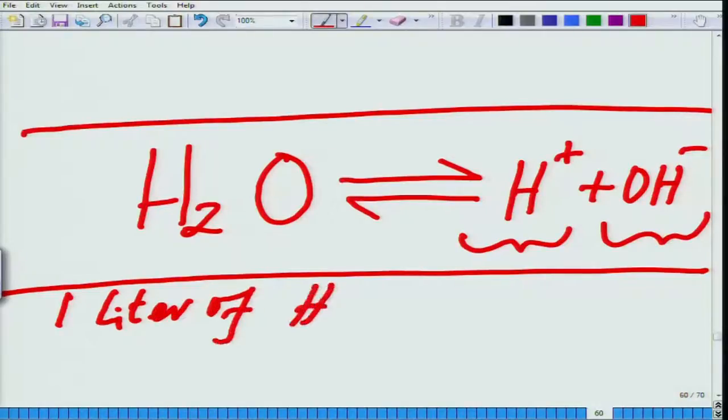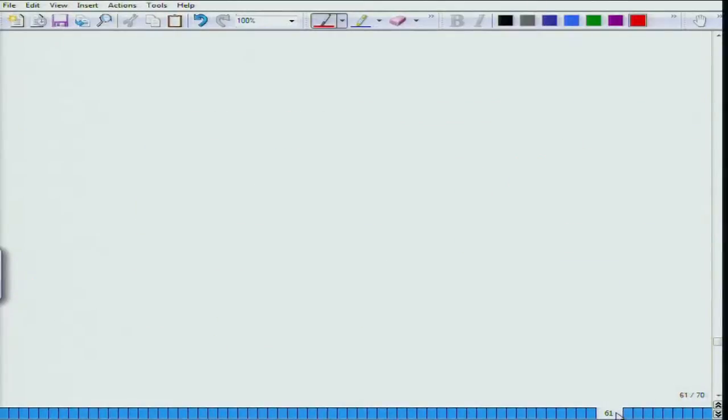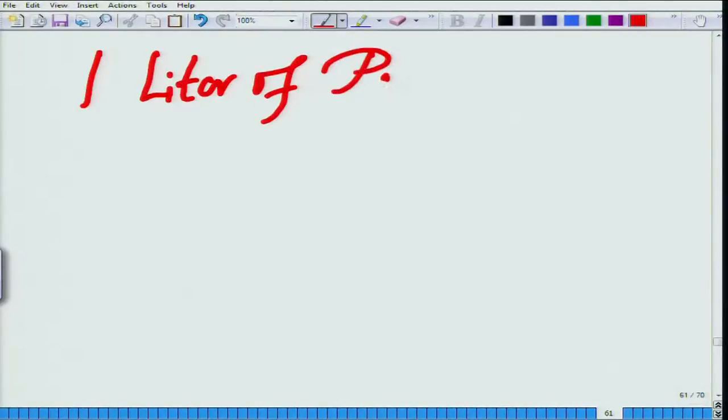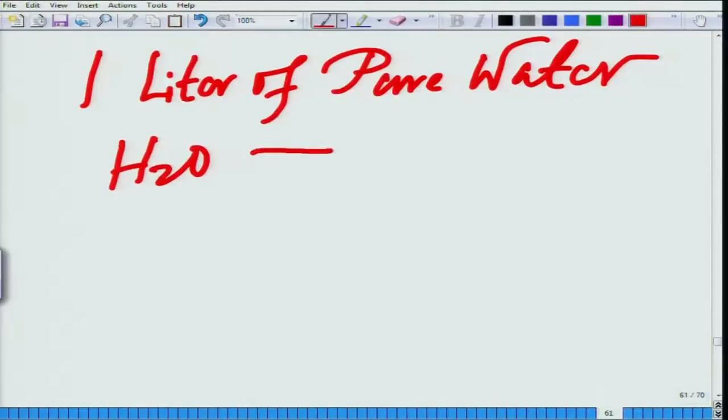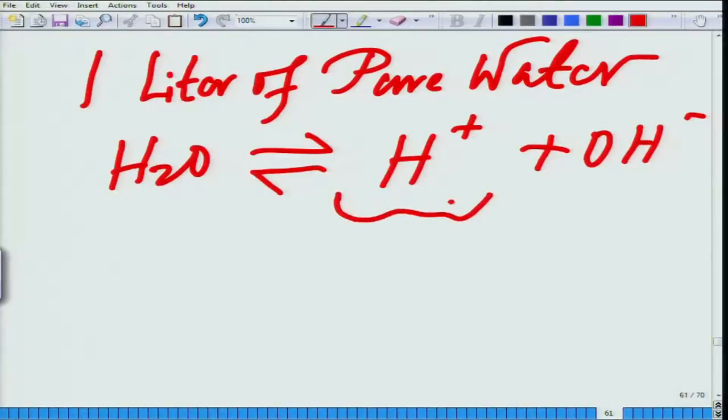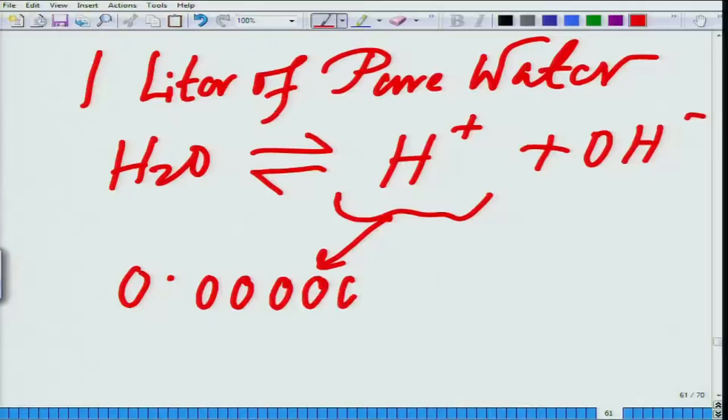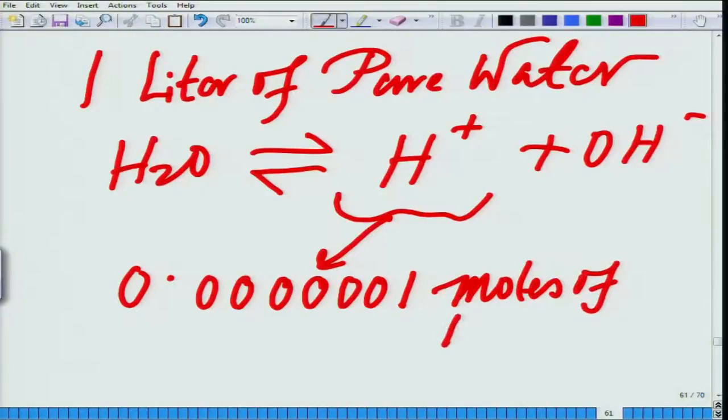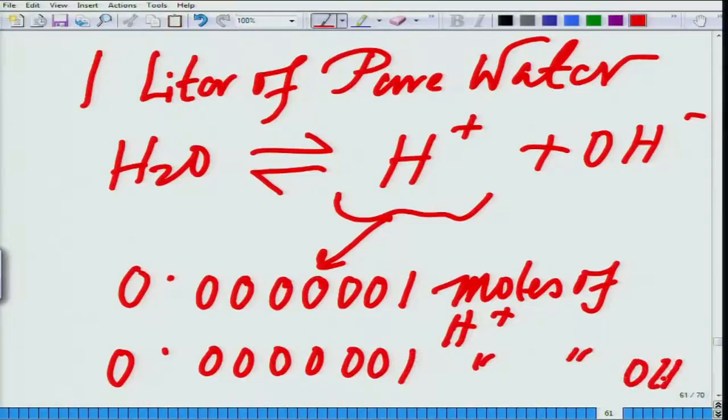let me go to the next page so that it will be useful for you guys to understand. So, 1 liter of pure water, so H2O, let me redo the reaction, H plus OH minus. In 1 liter of pure water, your ionic species of this is around 0.00000001 mole of H plus, and an equal amount of OH minus, 0.00000001 moles of OH minus.